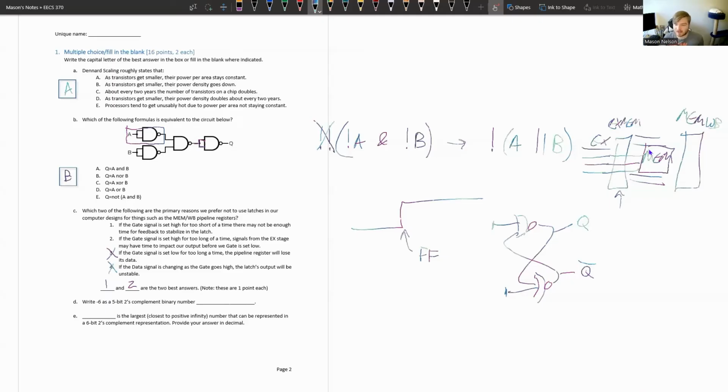So we do not want to be using latches for our pipeline registers.